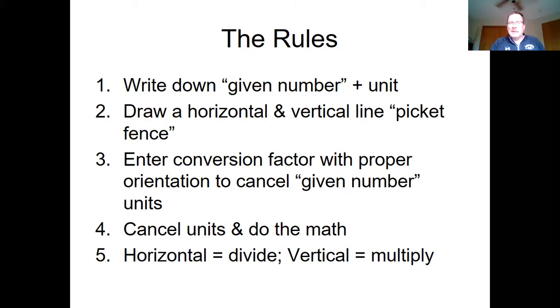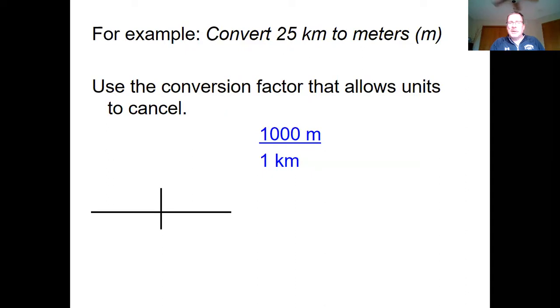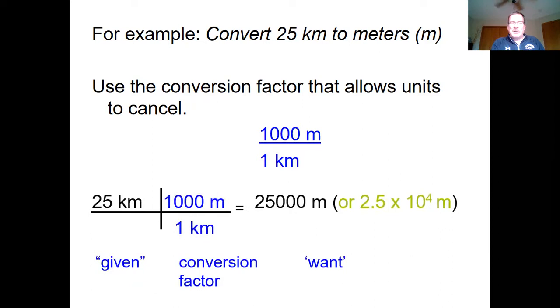Horizontal divide, vertical multiply. What do we mean? So here's an example. I want to change 25 kilometers to meters. Here's my conversion factor: 1,000 meters is 1 kilometer. Write down my number. Draw my picket fence. Orient this so that it's actually 1,000 meters over a kilometer, so these kilometers cancel.